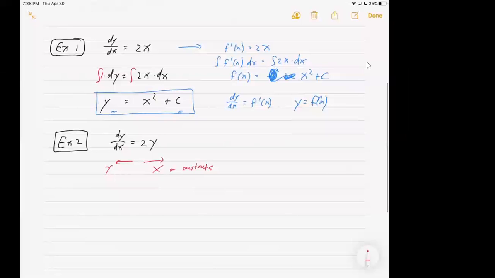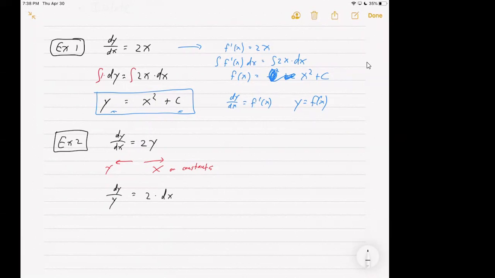So when we separate this, dy certainly has y, but the y that is on the right, we need to move to the left by dividing both sides by y. The 2 that's on the right will stay on the right. The dx that was in the denominator on the left will move to the numerator on the right if we were to multiply both sides by dx.